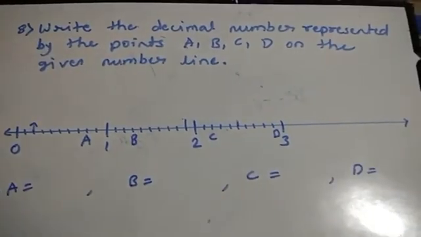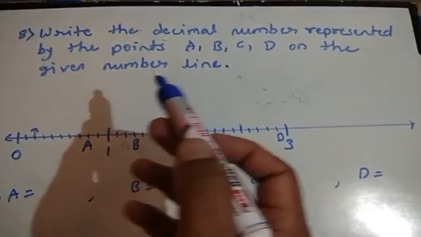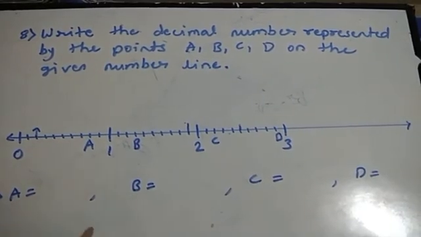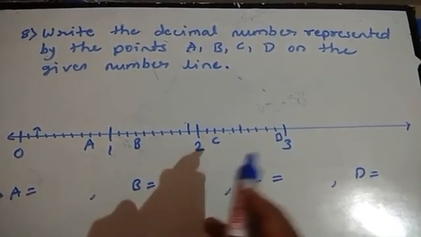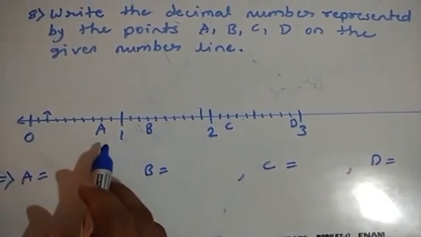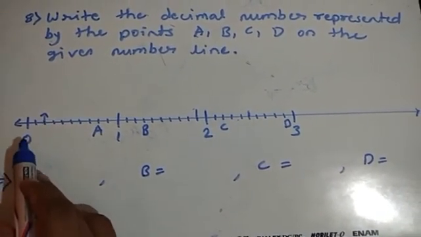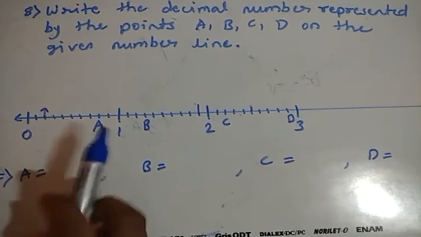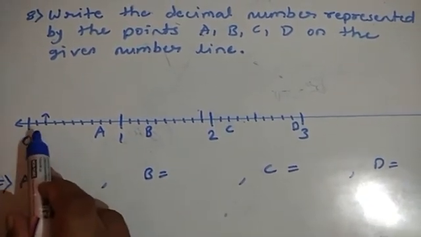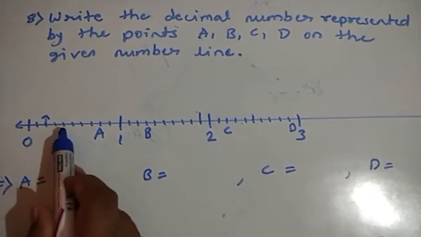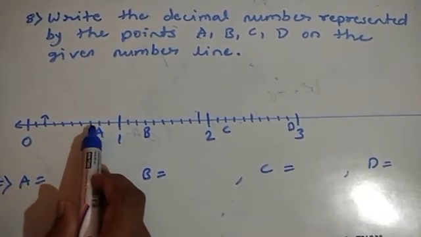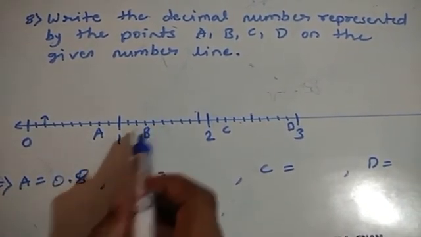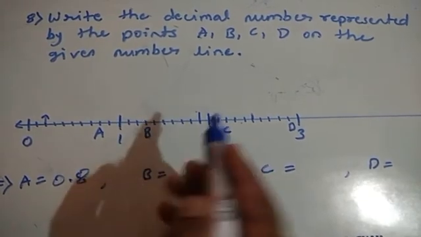Now next question is, write the decimal number represented by the points A, B, C, D on the given number line. Now we have to write the decimal number represented by these points A, B, C and D. Now A represents which decimal number, that we are going to find out first, and A lies between 0 and 1, that we know, so that number will be between 0 to 1 only. Here 0.1, 0.2, 0.3, 0.4, 0.5, 0.6, 0.7, 0.8. So A represents 0.8. In the same way, B represents 1.1, 1.2, 1.3.